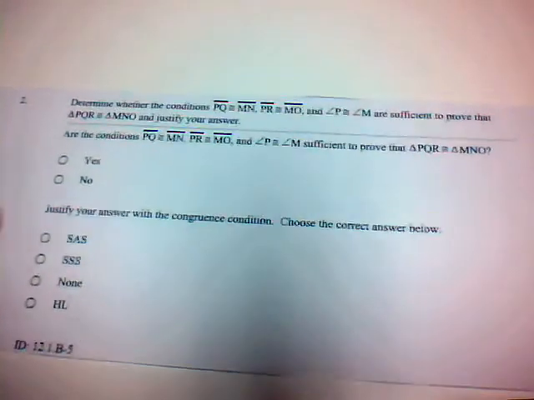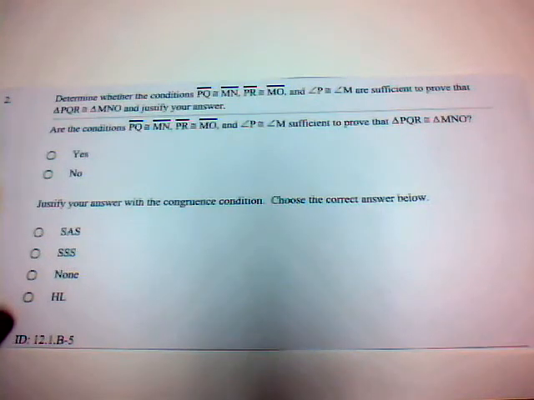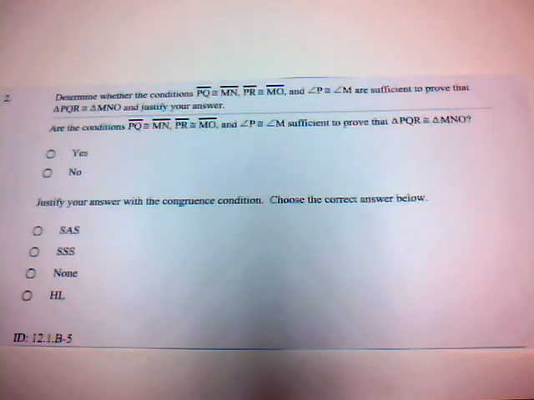All right, the next problem. Determine whether the conditions line segment PQ is congruent to line segment MN, line segment PR is congruent to line segment MO, and angle P is congruent to angle M, are sufficient to prove that triangle PQR is congruent to triangle MNO, and justify your answer.